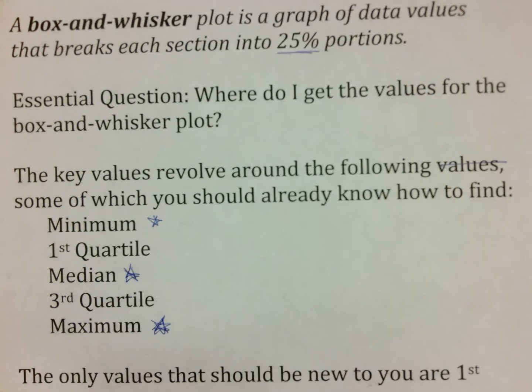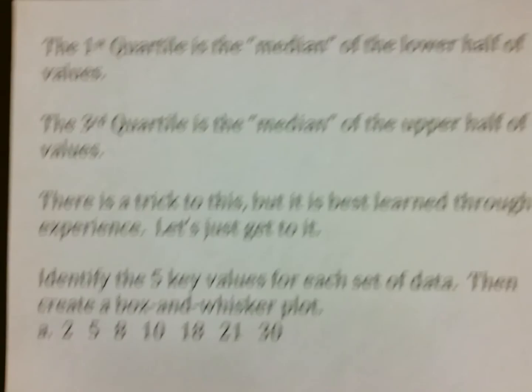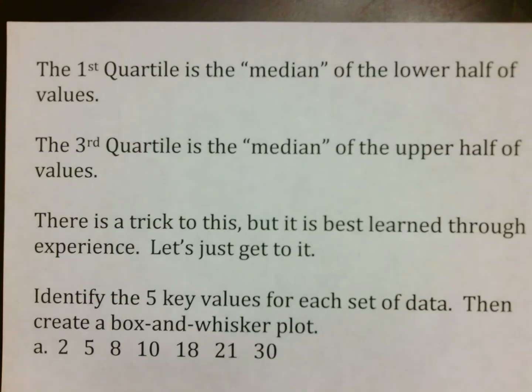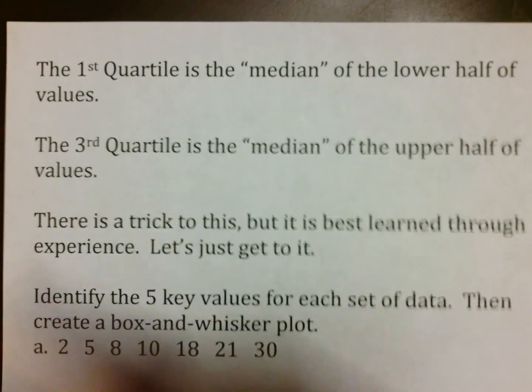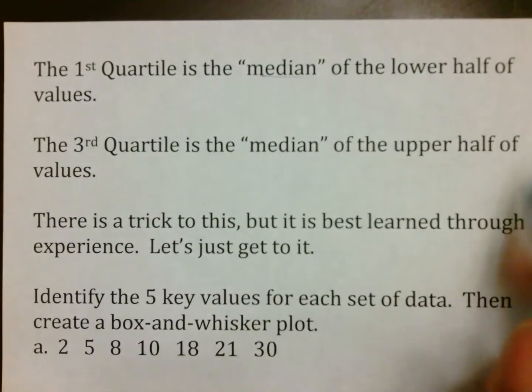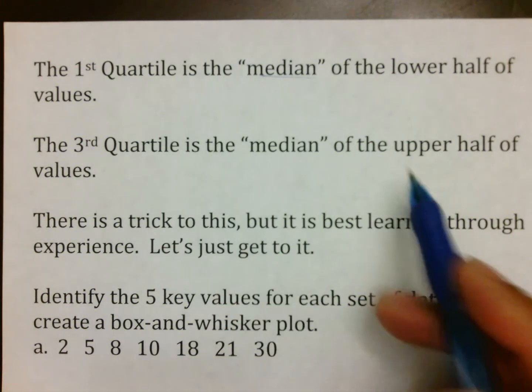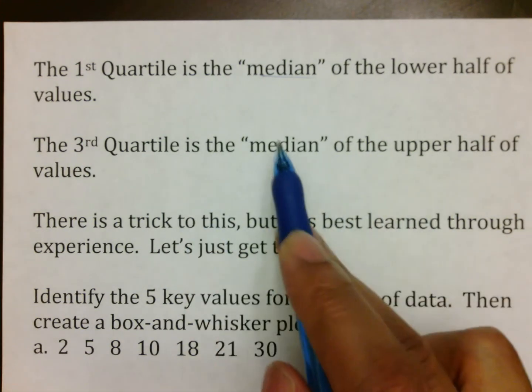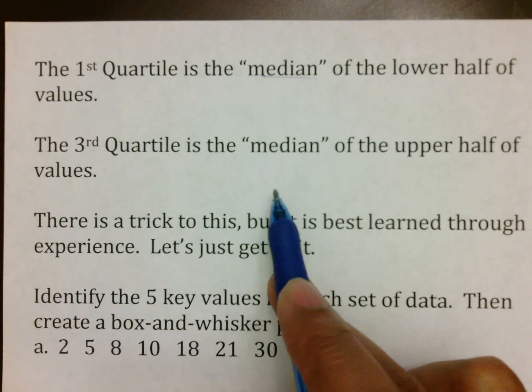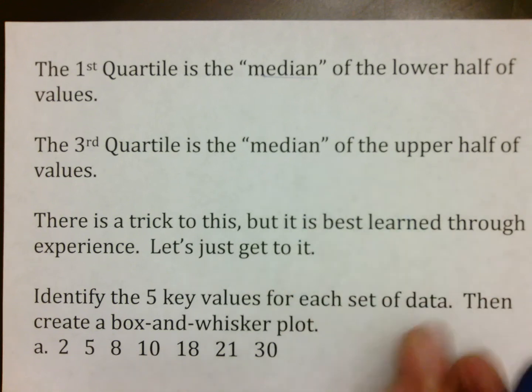And so what we've got to do now is make sure that we understand everything else that's going on. So again, the only values that are new to us are the first quartile and the third quartile. Well, officially, the first quartile is the median of the lower half, which means first you find the median, and in the lower half you find the median again. The third quartile again is the same thing. Once you take the whole set of data and cut it in half from the median, you do the median of the upper half, and that is your third quartile.